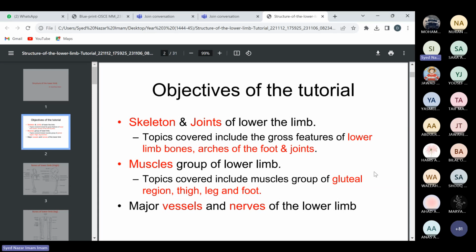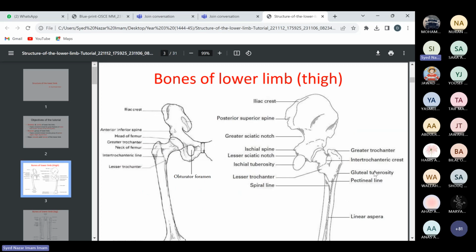You have to know this, not individual origin and insertion, but again I'm repeating, you have to know the bony points. Then the last thing you have to know is about the major vessels, which include the arteries and the veins, and the nerves of the lower limb. So this is what you have to know in the anatomy of the lower limb. So let's start with the bones.